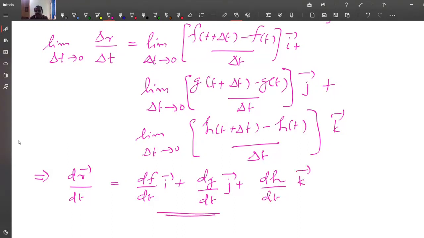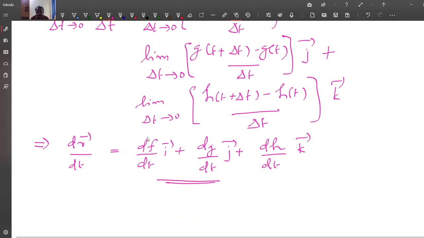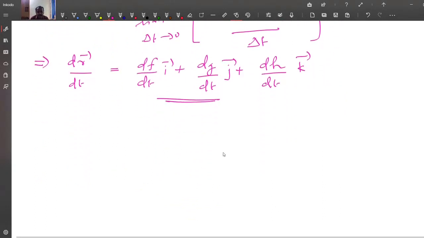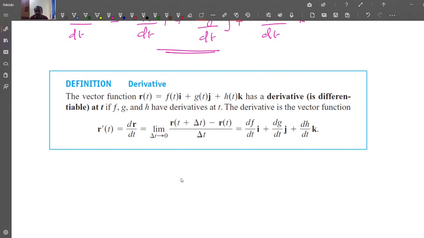This gives the definition of the derivative of a vector function. So now you can define the derivative. A vector function r of t equal to f of t i plus g of t j plus h of t k has a derivative, or is said to be differentiable at t, if f, g and h have derivatives at t. The derivative is the vector function r dash of t, that is equal to dr by dt. So that is equal to limit delta t tends to 0, r of t plus delta t minus r of t divided by delta t. So that is df by dt i plus dg by dt j plus dh by dt k.